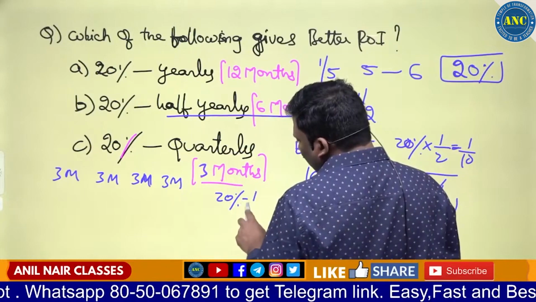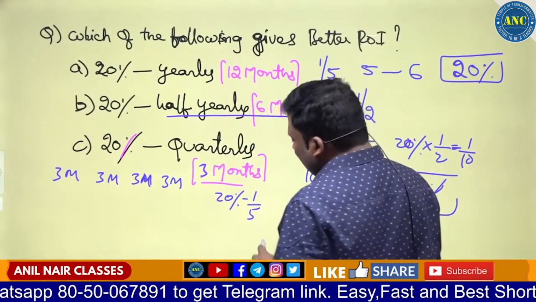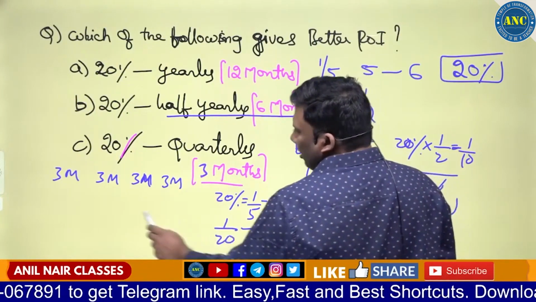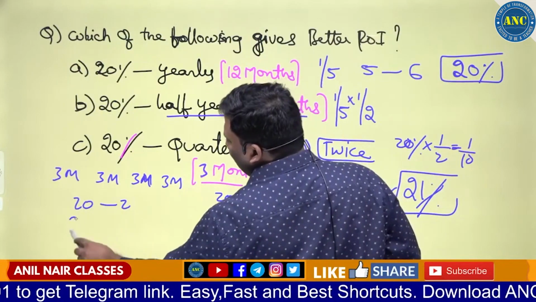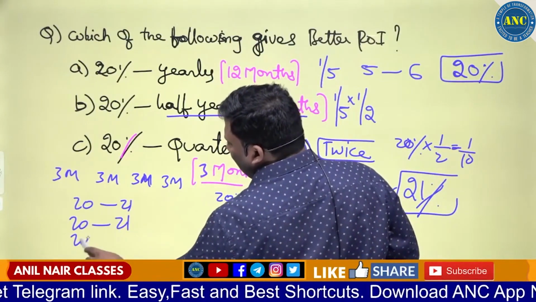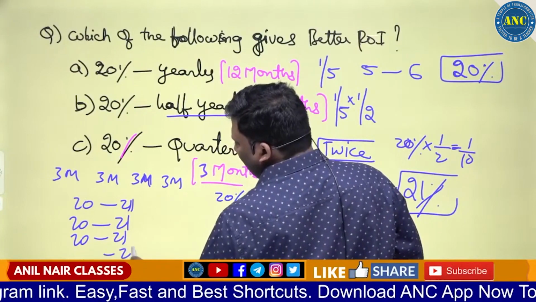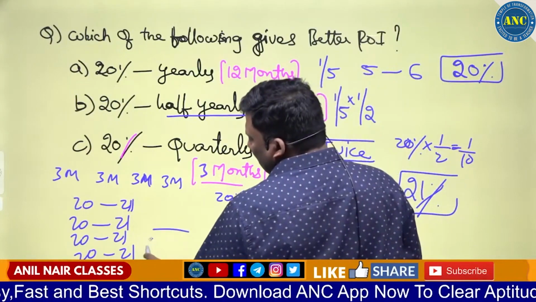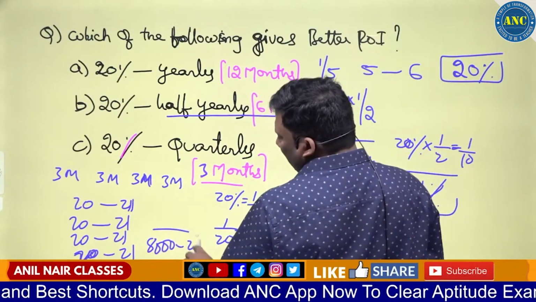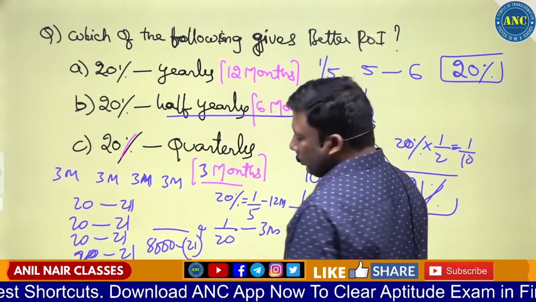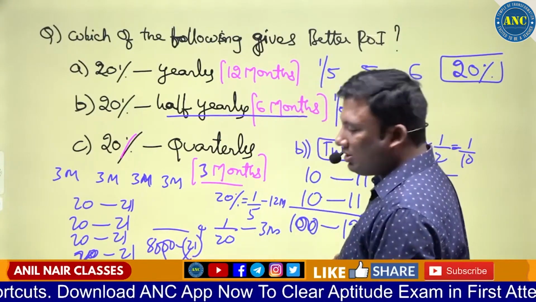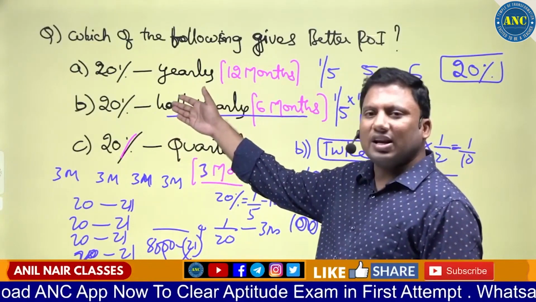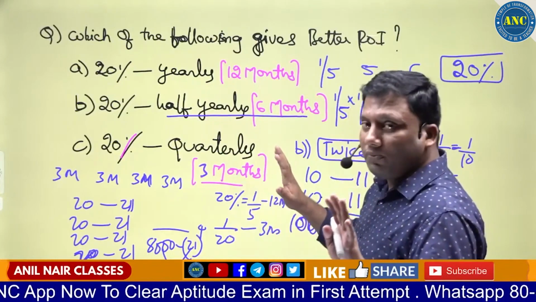20% is 1 by 5. Totally it is for 12 months. I want it for 3 months, so 1 by 20. So 20 is becoming 21. Each time 20 will become 21. So if you see here, this is 8,000 and 21 power 4. Try to calculate it. If it is greater than this value, the answer will be C. If it is less than this value, the answer will be B. I hope the idea is clear.